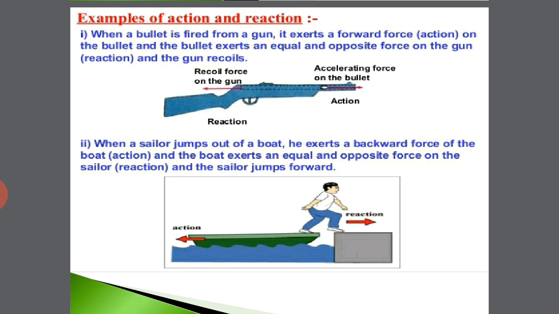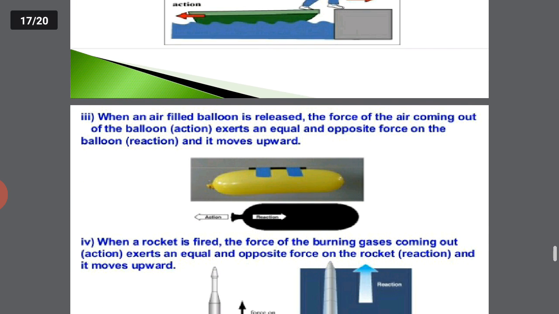Now the second example: when a sailor jumps out of a boat, he exerts a backward force on the boat, which is the action. The boat exerts an equal and opposite force on the sailor, which is the reaction, and the sailor jumps forward. Got it? You can easily observe the action and the reactions in both cases.